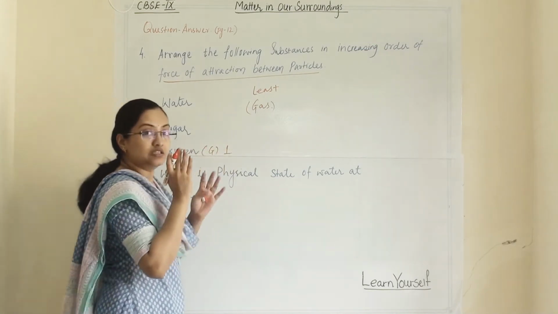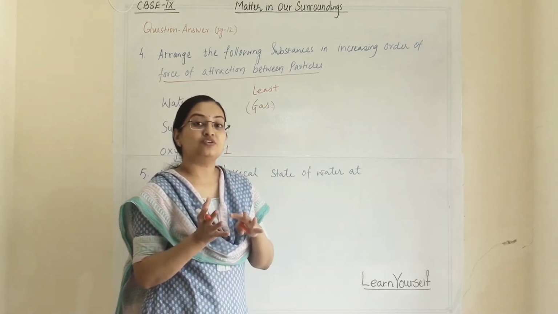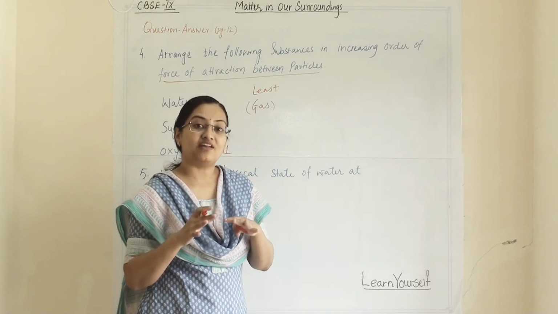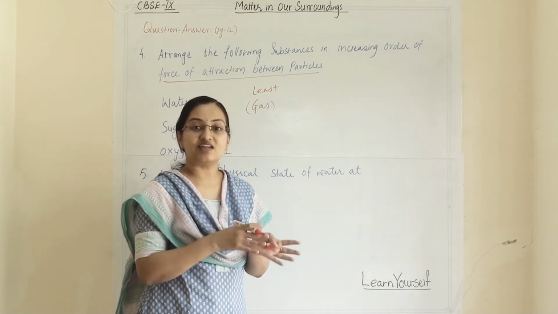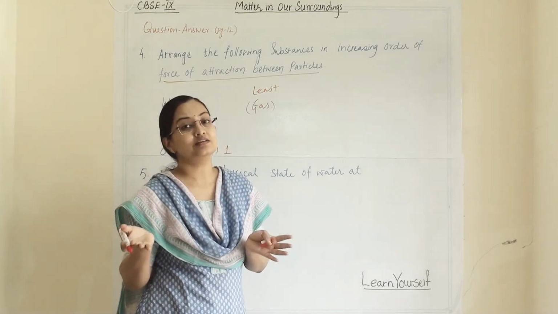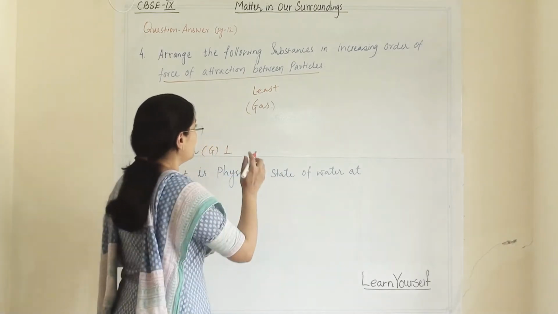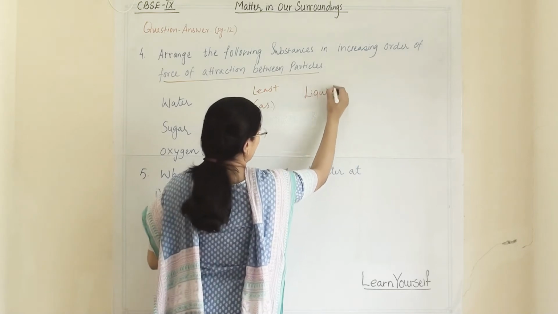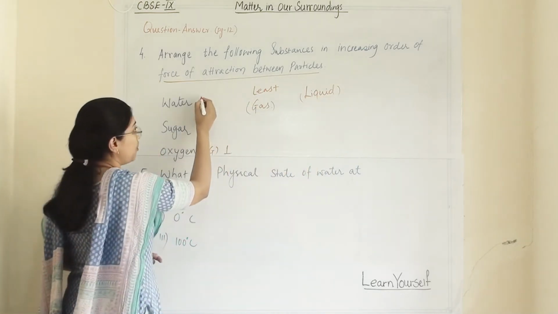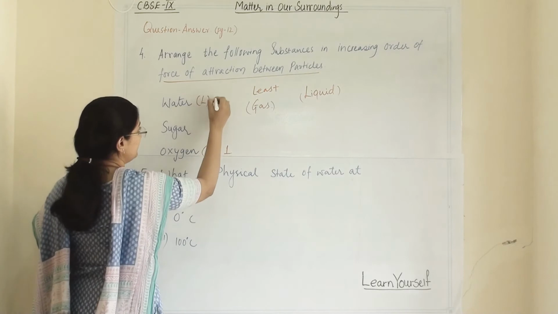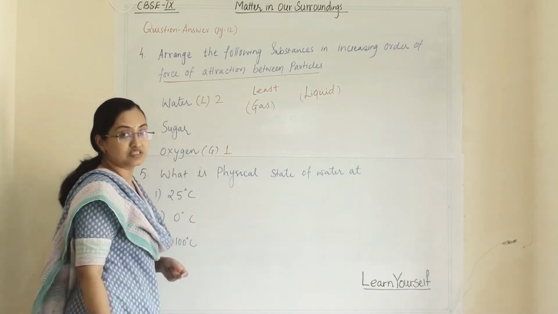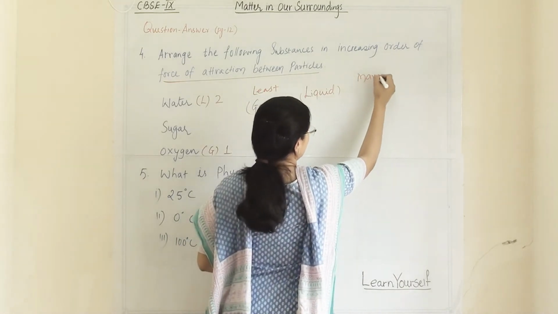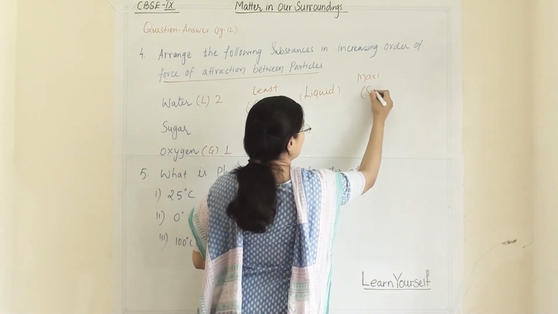Now the particles which have a moderate force of attraction are in the liquid state, because they are in between the gaseous state and the solid state. So in between will come the liquid state. Here water is in the liquid state and it will come second. And the maximum force of attraction will be observed in the solid state.